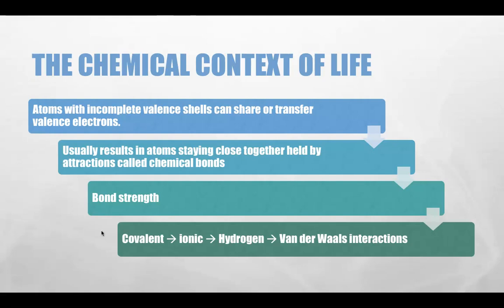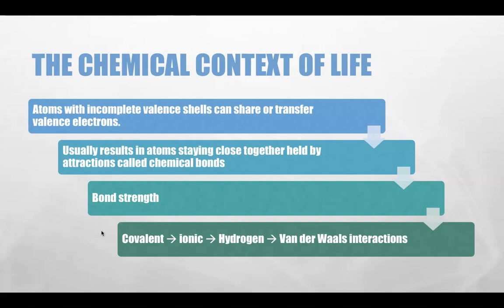Now, atoms form bonds to become more stable. The magic number is 8. For most atoms, they want 8 valence electrons, which are the electrons in the last shell. When atoms don't have a stable valence shell or last shell, they transfer or share electrons in order to satisfy that need for a stable valence shell.